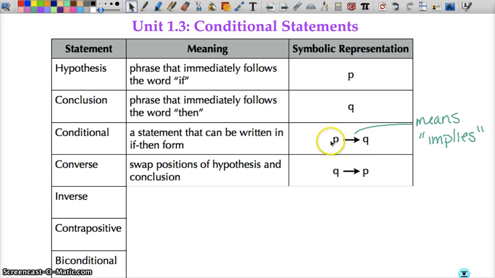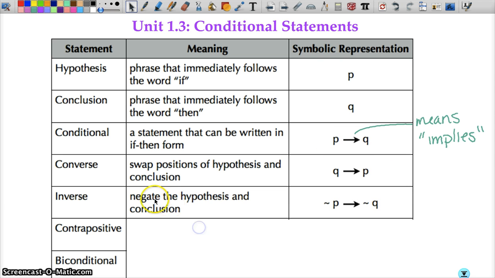All right, now as we move on down, converse is taking your hypothesis and conclusion and switching spots. So you're starting with your conditional statement. We're going to take the Q and put it where the P was, and take the P and put it where the Q was. Then we move into our inverse. And so this one, again, we're basing it on our conditional. And so what we do is negate. Remember that that symbol right there means not. So if you need to remind yourself from the last lesson, this means not. Okay, so not P implies not Q.